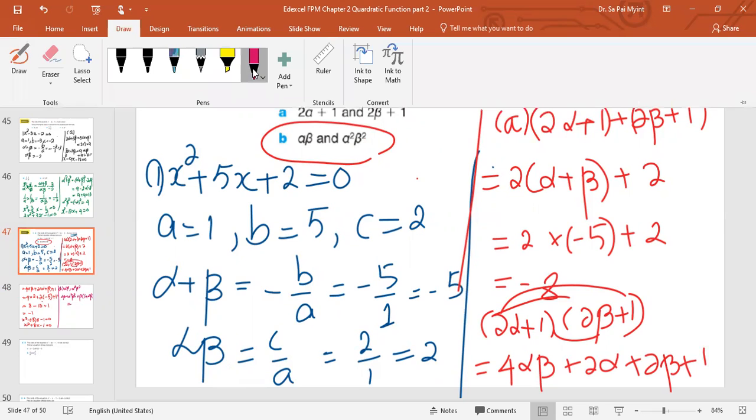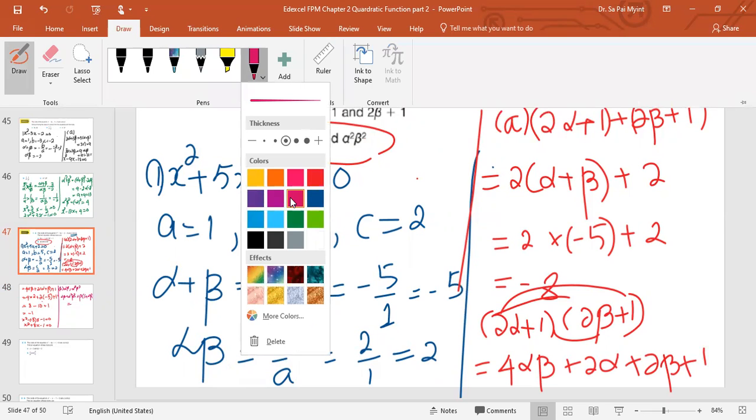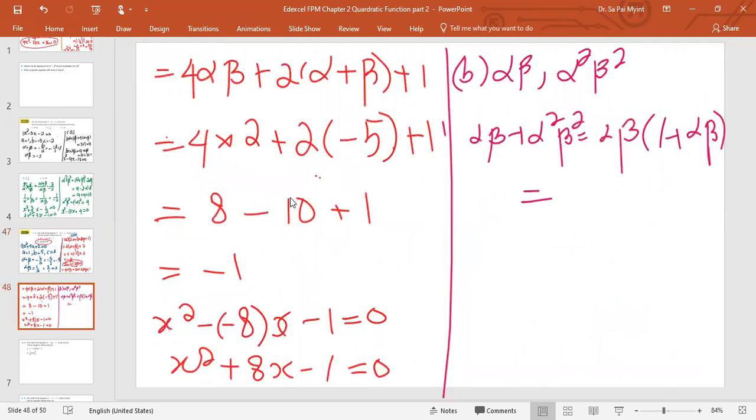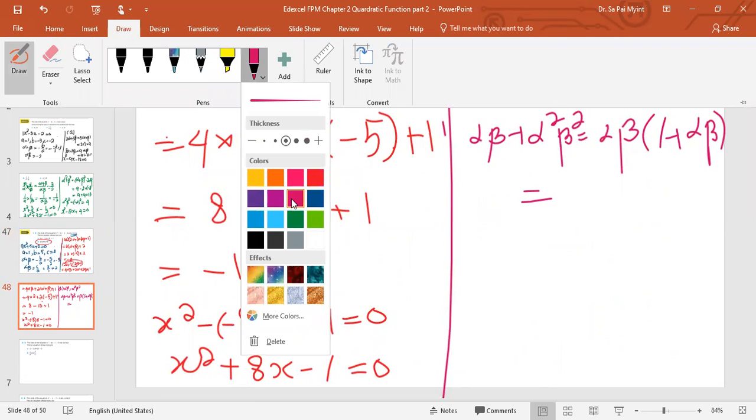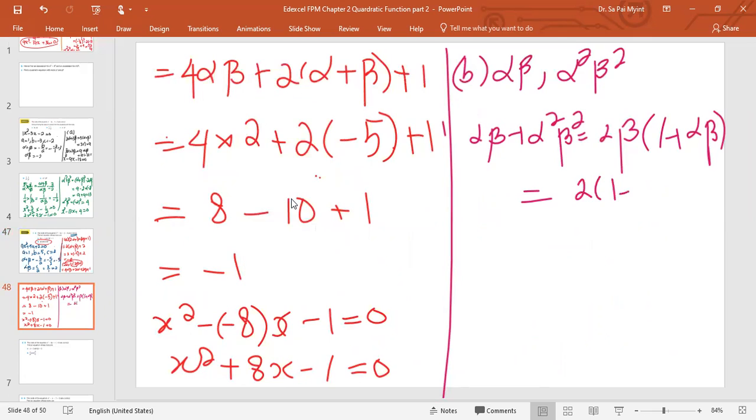But you need to remember. Okay. So alpha, beta is 2. So what do you get? 2 into 1 plus 2. What do you get? 3. 2 times 3 is 6.